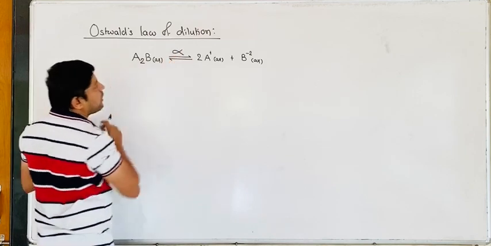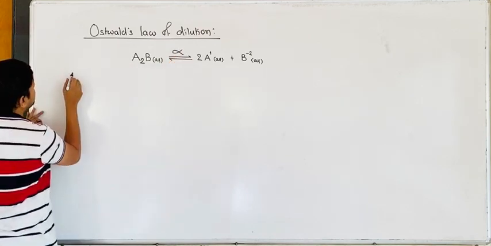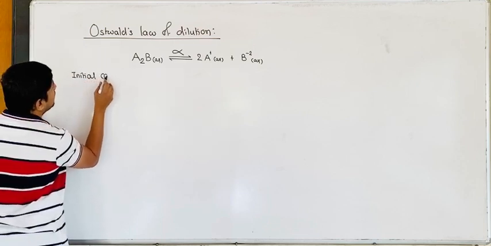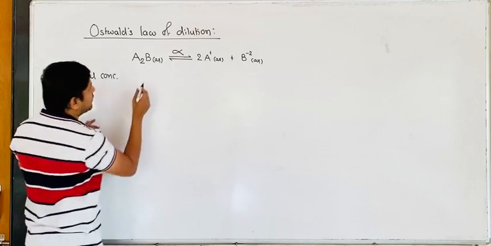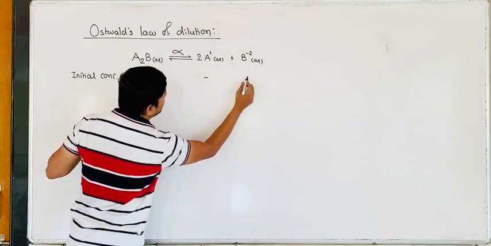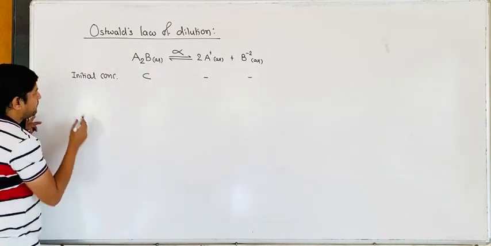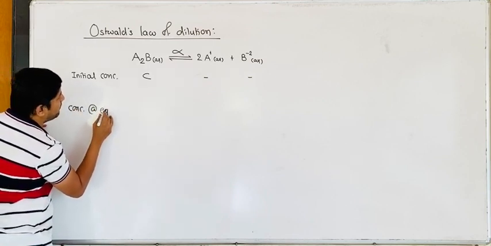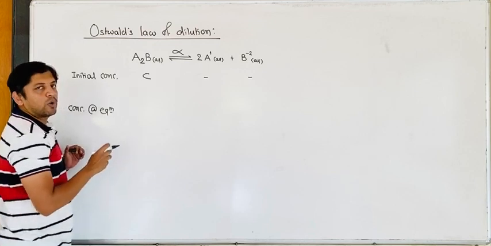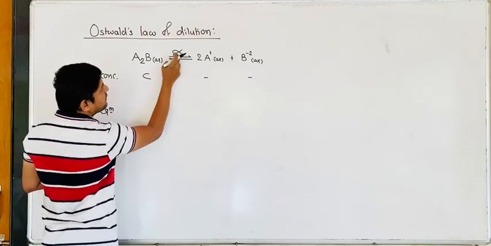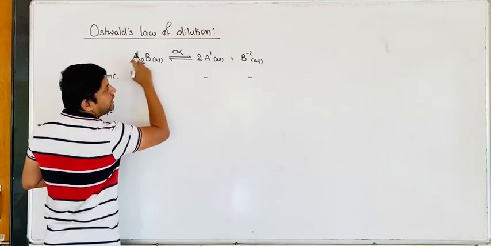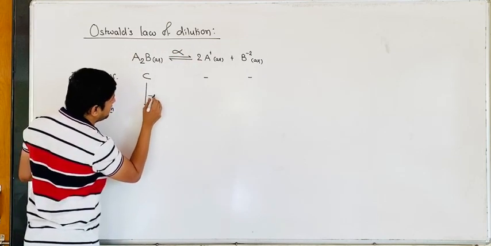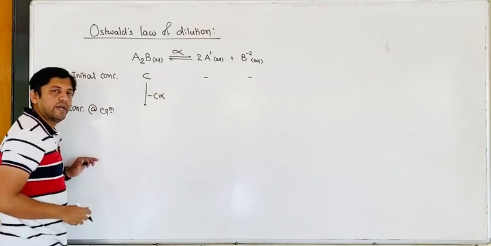Degree of dissociation of this weak electrolyte is alpha. So if initial concentration of electrolyte is C, concentrations at equilibrium will be, out of this C, C into alpha will get dissociated into its own ions. So when equilibrium is attained, C into alpha will be dissociated.